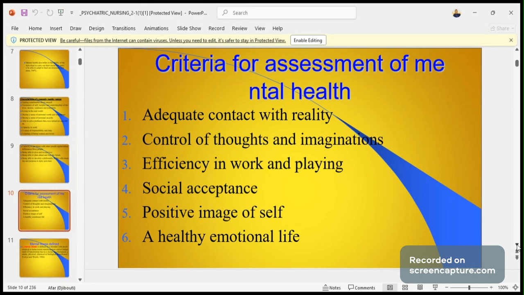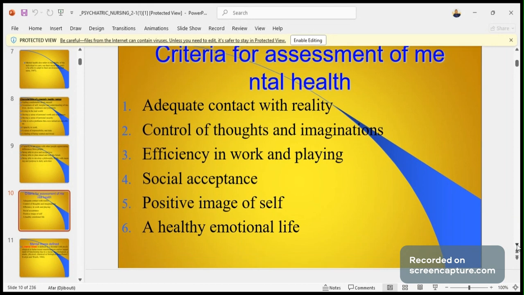Somebody who already has no hope in their life has no positive image of themselves. Their dressing and conduct is poor. They don't even bathe. They have already lost it in terms of mental health.